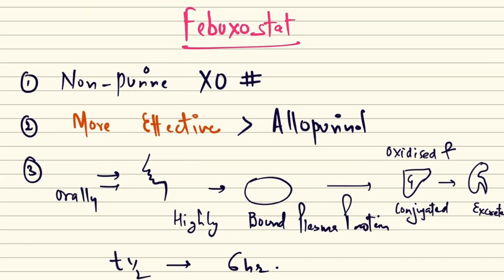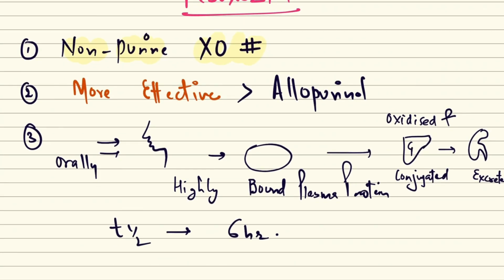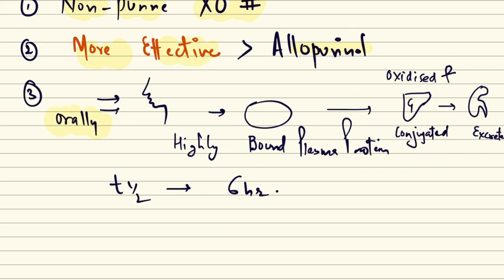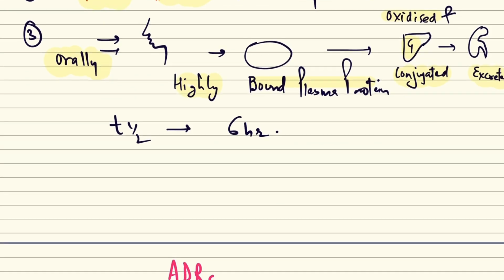Now, another uric acid synthesis inhibitor drug is febuxostat. It is basically a non-purine xanthine oxidase inhibitor, and its action is almost similar to allopurinol. It is equally or more effective than allopurinol in reducing the incidence of gout and the uric acid level. It is very rapidly absorbed orally and has very high plasma protein binding. In the liver it is oxidized and undergoes glucuronide conjugation and is later excreted by the kidney. Febuxostat has a half-life of 6 hours.